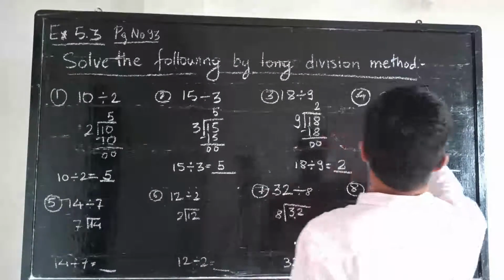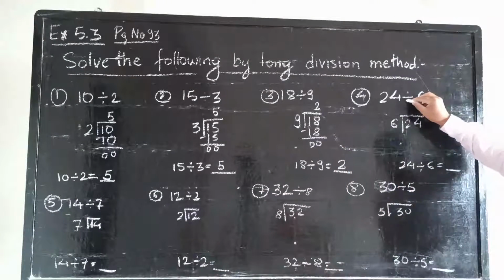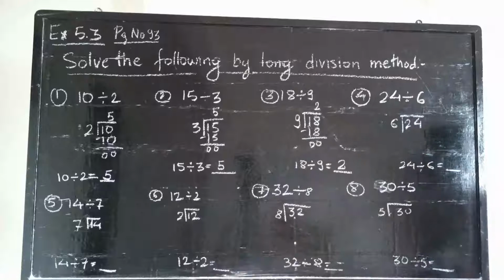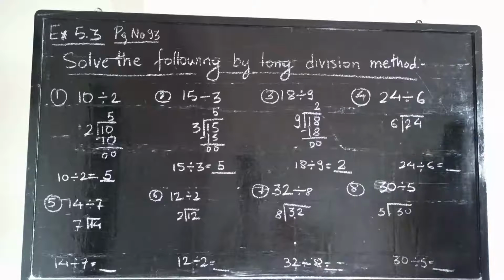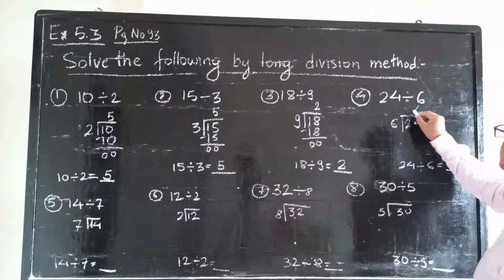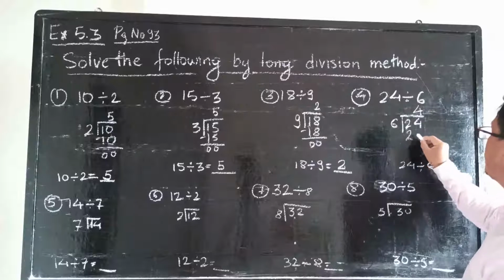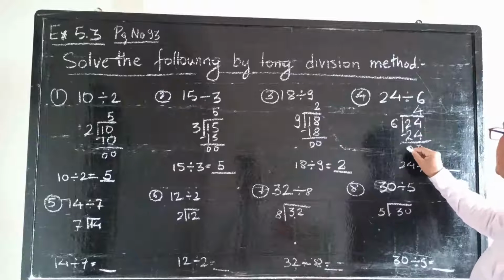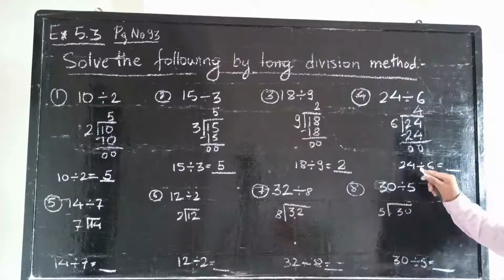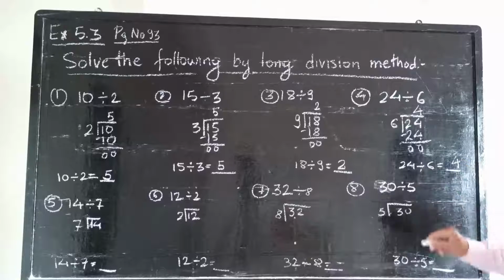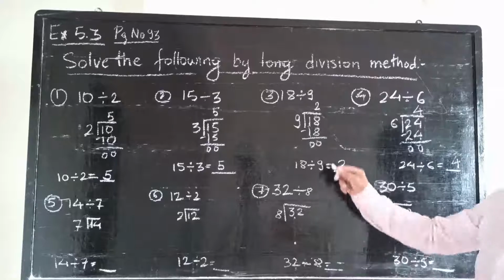Number 4. 24 divided by 6. Now you cannot take 2, you have to take both 2 and 4, 24, because 2 is smaller than 6. 6 ones are 6, 6 twos are 12, 6 threes are 18, 6 fours are 24. 4 minus 4, 0, 2 minus 2, 0. Now the quotient is 4. 24 divided by 6 is equal to 4.